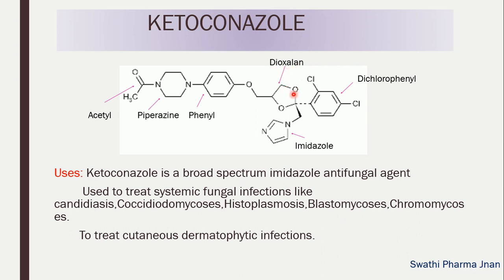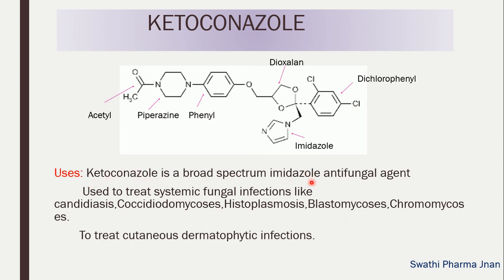Di indicates 2 oxygen atoms are present in a 5-membered ring. Then to this dioxolane, again a methyl group is present. To this methyl group imidazole is attached. The dioxolane is directly attached to a dichlorophenyl ring. That is the structure of ketoconazole.